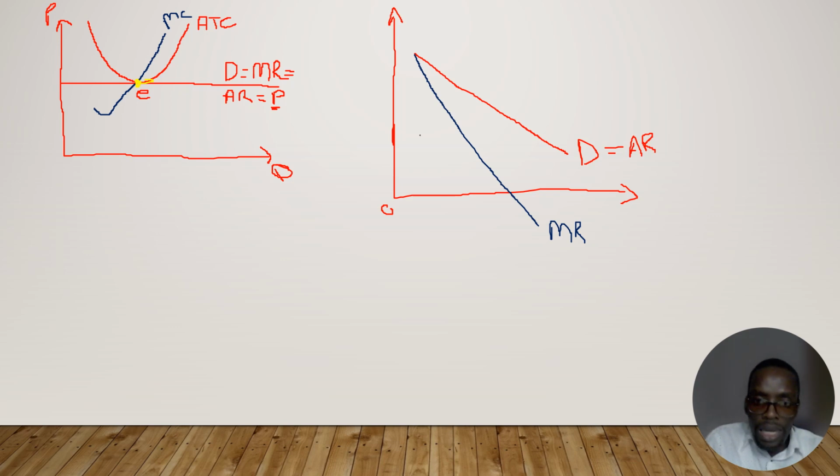So the next one now is, I want to plot my MC curve. Okay, that's my MC curve. So now we want to establish where the equilibrium point is. The equilibrium point is where MC is equal to MR. So our equilibrium point is at this point here, and this is the point of profit maximization. This is the point where profits are being maximized.